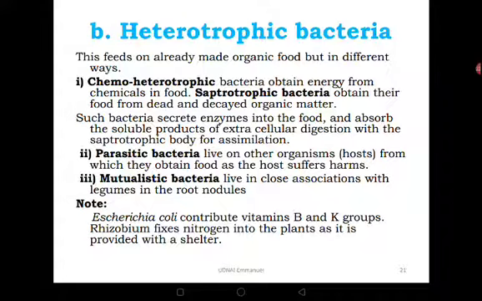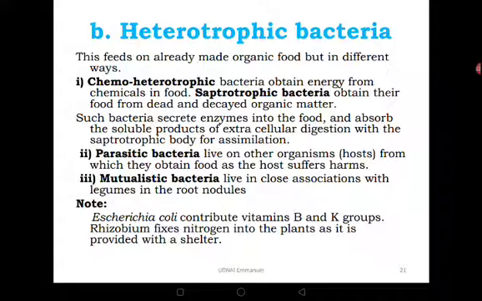Then others are mutualistic bacteria. So these ones particularly live in close association with the legumes in the root nodules. An example of a mutualistic association is that one that takes place in the root nodules between the rhizobium bacteria, or what we call the nitrogen fixing bacteria, and the leguminous plant, where the nitrogen fixing bacteria participates in the process of converting atmospheric nitrogen into usable nitrates by the plants.